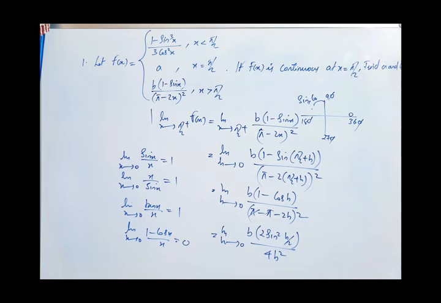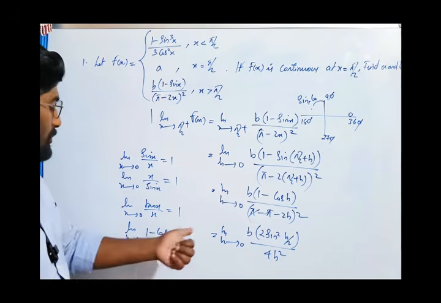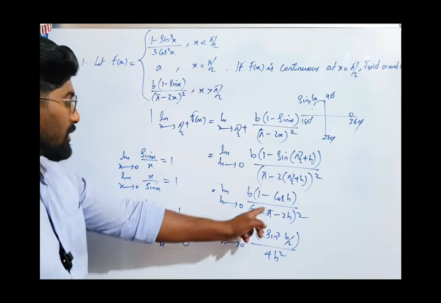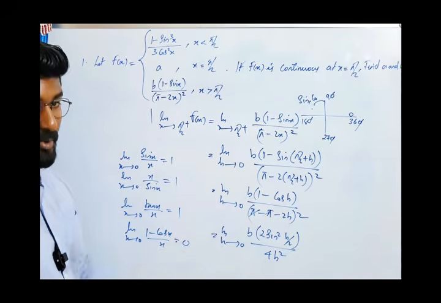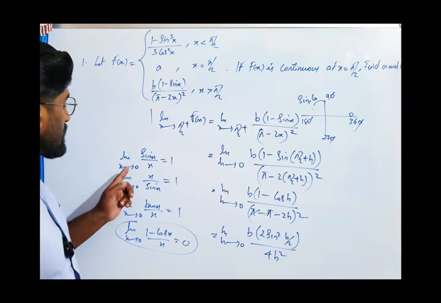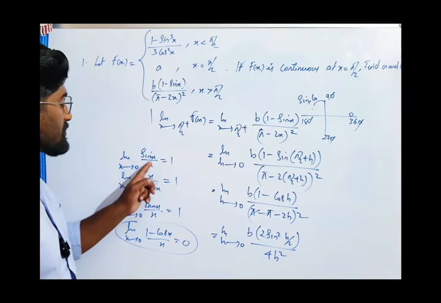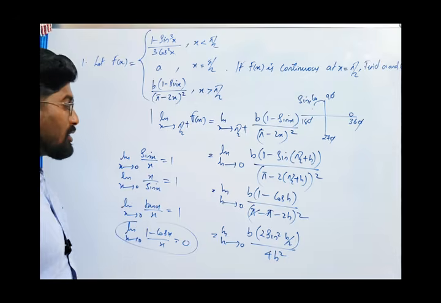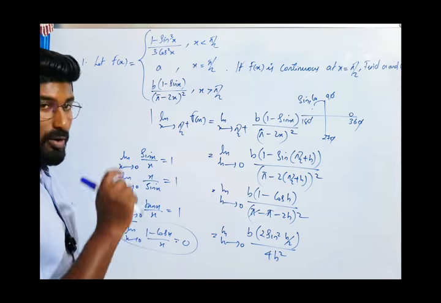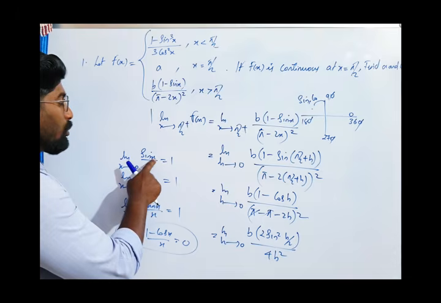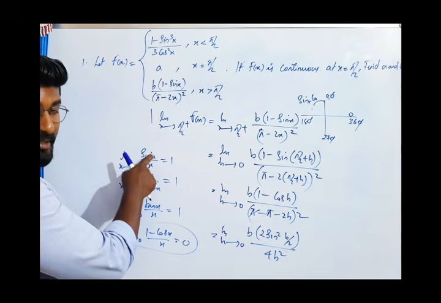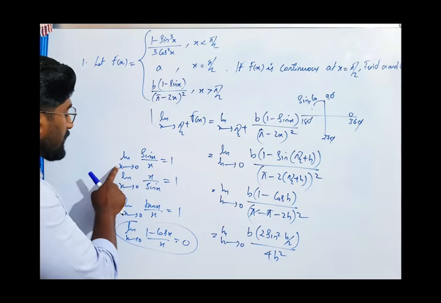So we do not use this property here. The reason is that if I put 0 there in 1 minus cos 0, you are going to get again 0 by 0 form. That's why we can't use this property. Now I'm going to consider limit x tends to 0, sine x by x is equal to 1. So how can we write it? One important thing is that whatever angle we are considering as x, that is 3x, 2x, 5x, x by 2, the same you have to get everywhere.